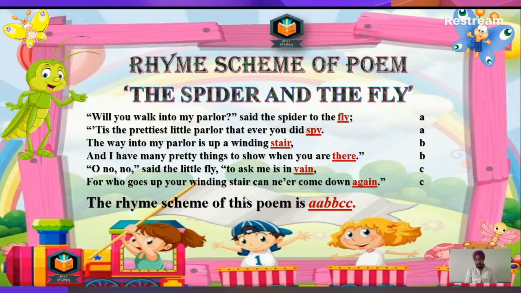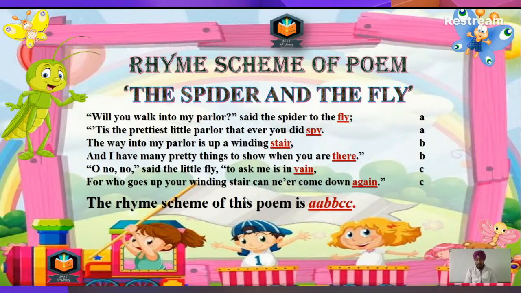Next, at the end of the next line we have there. There is the rhyming word of stare. So here also we use the same letter as the third line, B. In rhyming words, we use the same letter to write the rhyme scheme. In the fifth line, we have vain. That is different from the first four lines and words. So here we write the next letter, C.